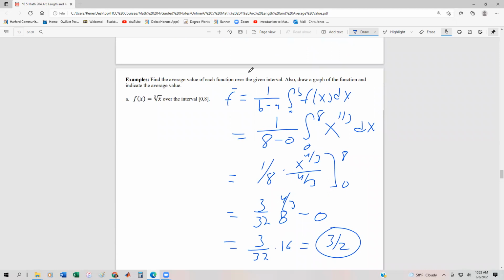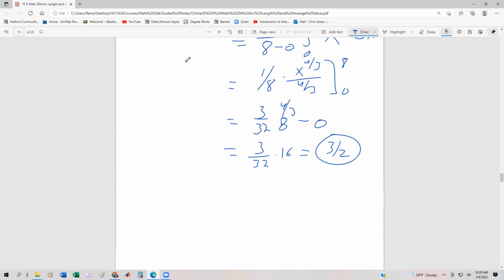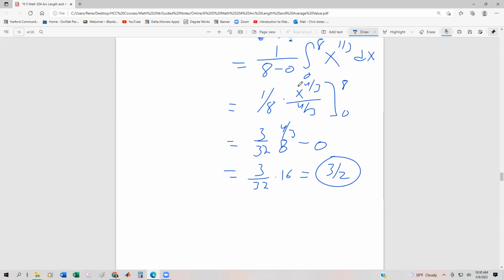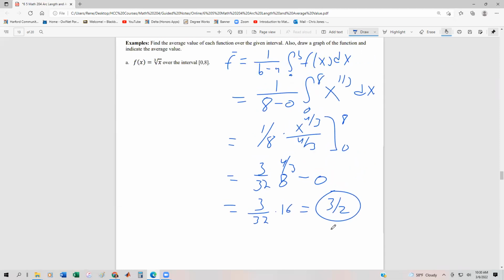All right. Now, the other part of the problem says for us to be able to draw a graph of the function, indicate the average value. And I'm going to do two different graphs. I'm going to do one of the graph of the average value, and then another graph of the areas, okay? Because remember, we said if we multiply both sides by b minus a over, and then we multiply it by the average value, that should give us the integral of the function itself, okay, which would be pretty easy for us to compute.